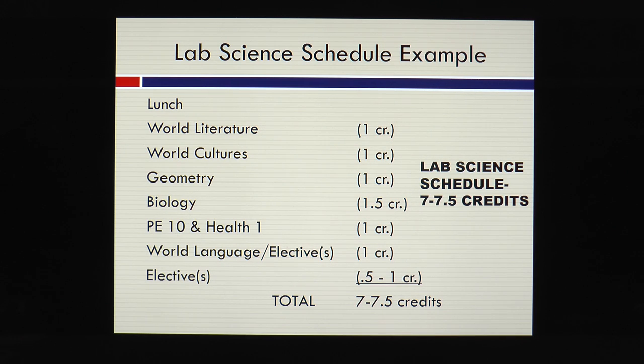Next up is a lab science schedule example. When you have a lab science, you may schedule between 7 and 7.5 credits into your day. If you schedule 7 credits, you will have a 1-semester study hall and a full year every other day study hall. If you schedule 7.5 credits, you will only have an every other day all year study hall.